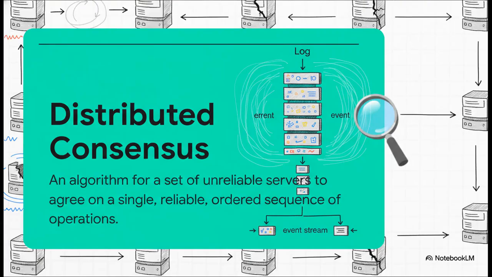Distributed consensus is basically a super important algorithm that lets a group of unreliable computers that might crash or be slow, all agree on one single, ordered sequence of events. It's the secret sauce that turns a bunch of faulty machines into a single, fault-tolerant, replicated log, which is exactly what we need for our event stream.